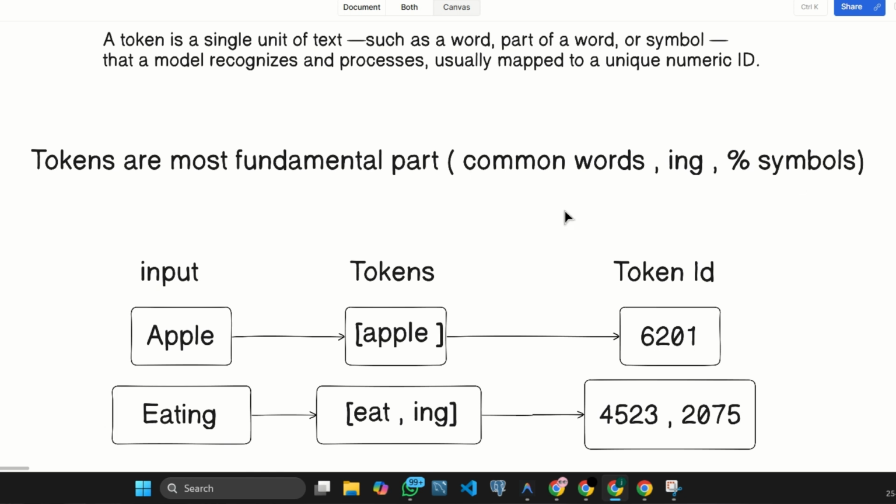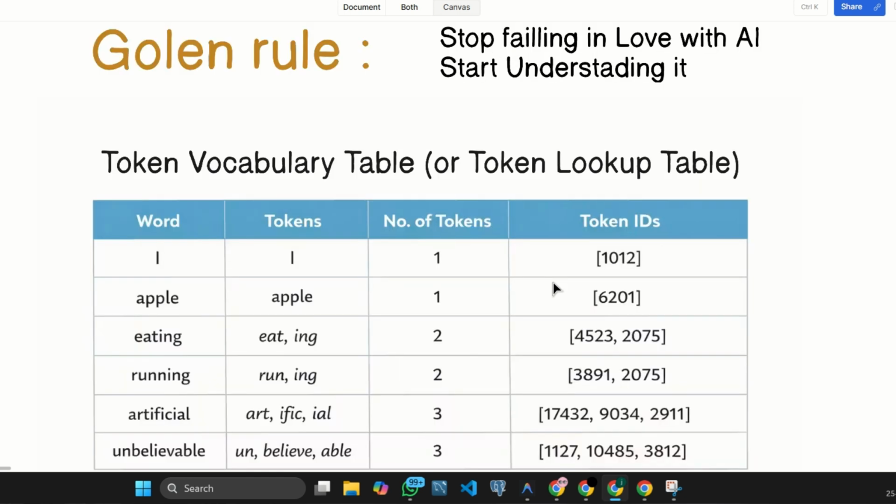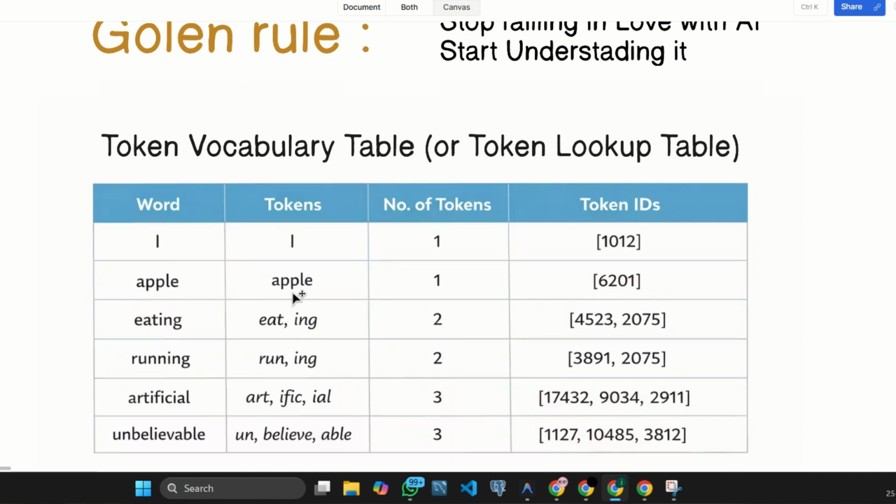We can recognize those small things, and each of them has a token ID so that the model can understand the words. Like the input apple has this token and this ID. Now it could understand apple because apple has a token ID, and it's stored in the vocabulary table. Each AI model has its own vocabulary table. I will show you an example of it. We have this vocabulary table in which you can see apple has a token, apple, and the number of tokens is 1, and it has its own ID.